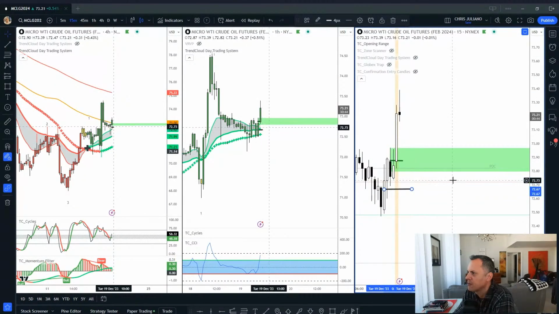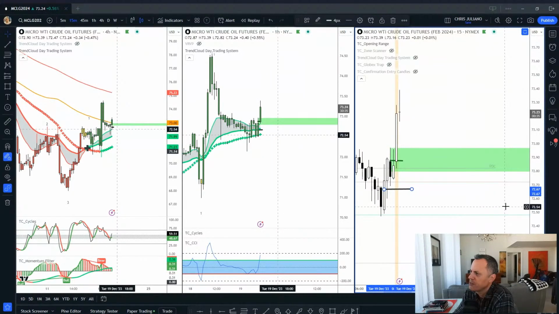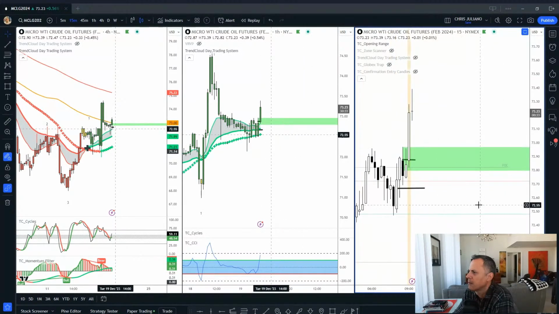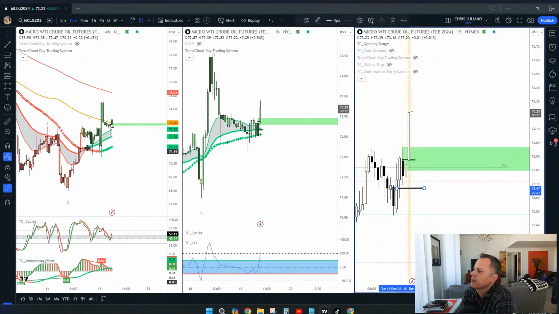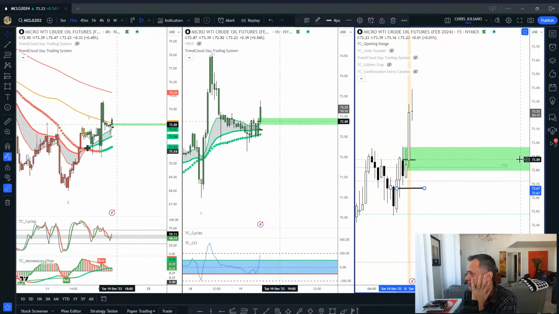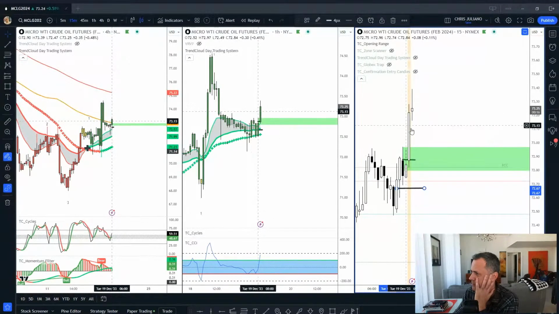In this area here. This way we're below the previous day's close. We're below the previous month. What is that? Previous week's high. We're below that. So I would put that at 72.67. 72.67.